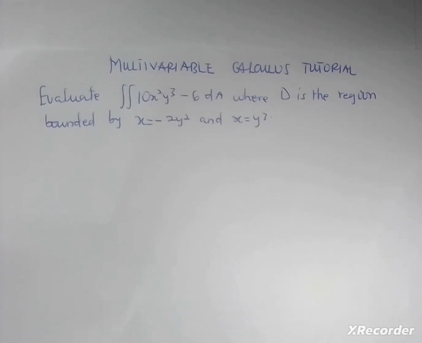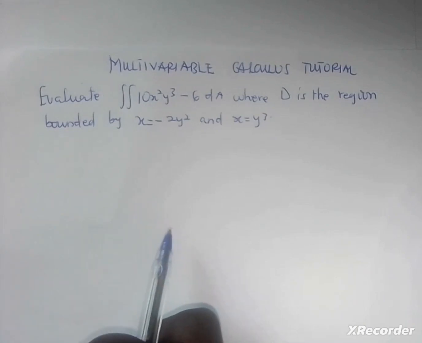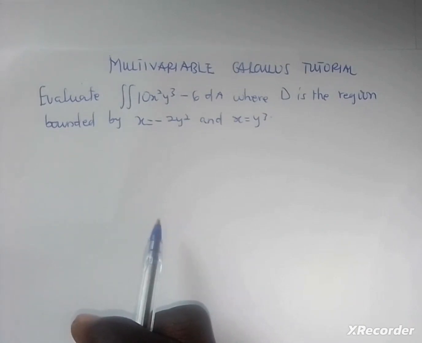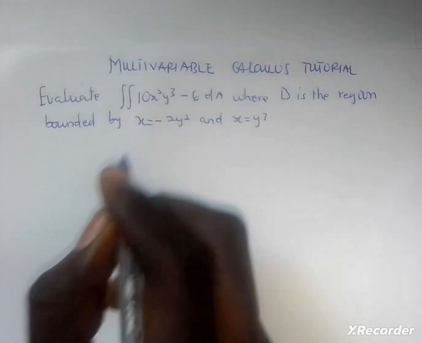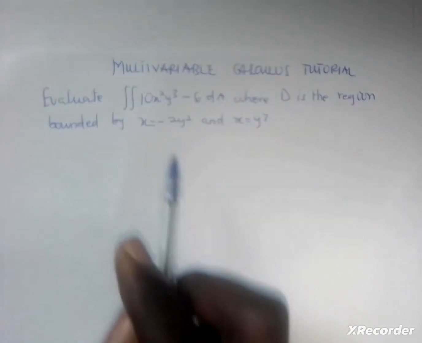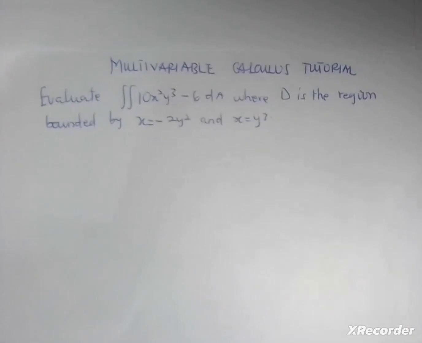Whenever you are to solve any double integral over a general region, the first thing to do is to get your initial limit for either x or y. From then you move to finding the corresponding limit in the other variable. Then you draw. So first, from what we have, we can find the initial limit for y, because x is equal to negative 2y squared and x equals y cubed.